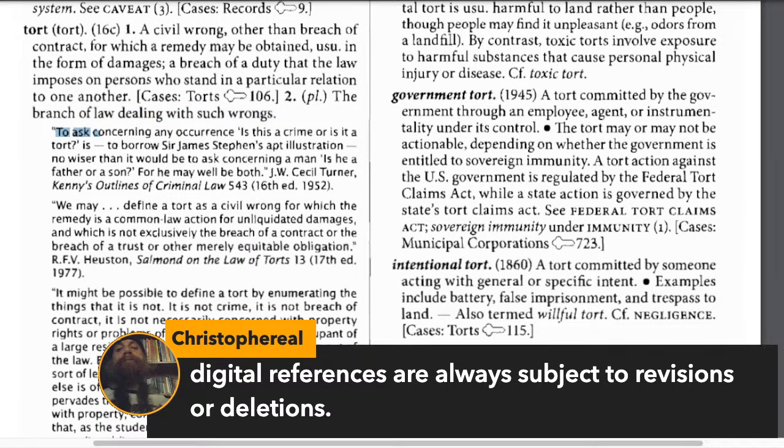So let's look here. To ask concerning any occurrence, is this a crime or is it a tort? Is, to borrow Sir James Stephen's apt illustration, no wiser than it would be to ask concerning a man, is he a father or a son? For he may well be both. We may define a tort as a civil wrong for which the remedy is a common law action for unliquidated damages, and which is not exclusively the breach of a contract or the breach of a trust or other merely equitable obligation.